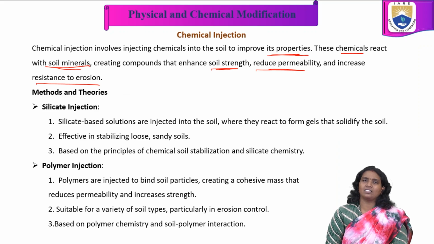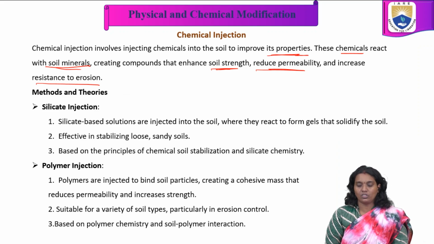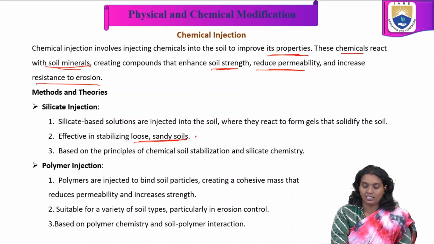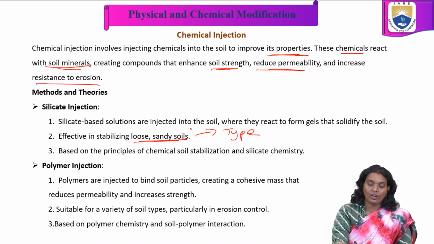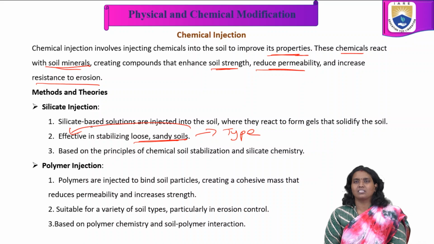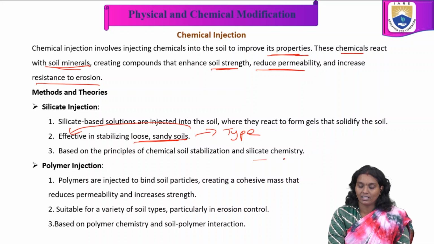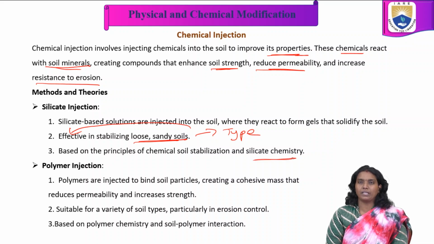Coming to the silicate injection, silicate based solutions are injected into the soil where they react to form gels that solidify the soil. It is effective in stabilizing loose and sandy soils, based on the principles of chemical soil stabilization and silicate chemistry.